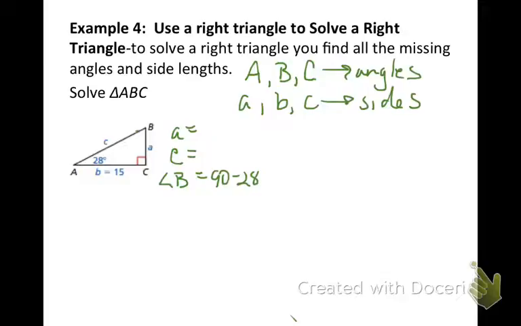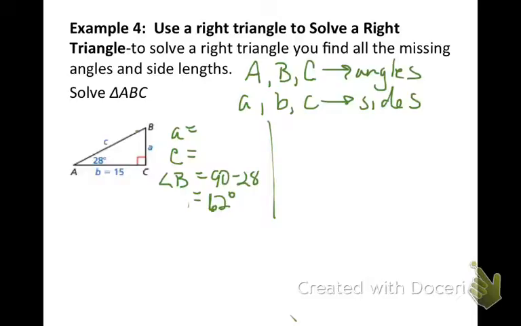Since we know that the angles of a triangle add up to 180 and angle C is 90, that means the other two acute angles together will be 90 degrees. So we can take 90 and subtract 28, and so find out that angle B is 62 degrees. All right.